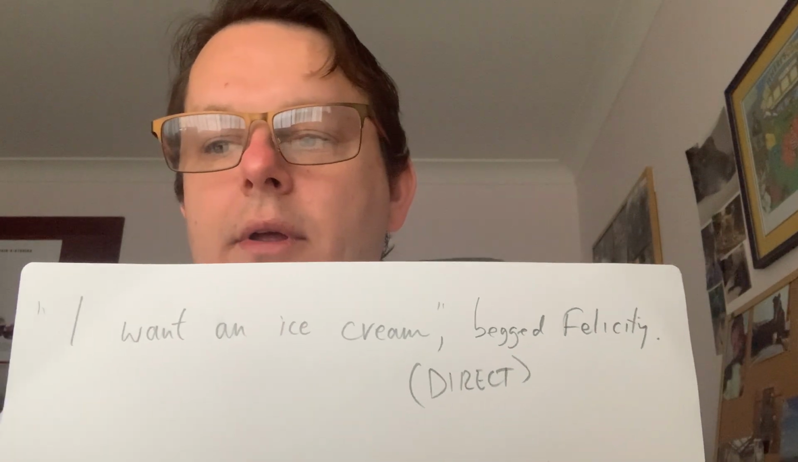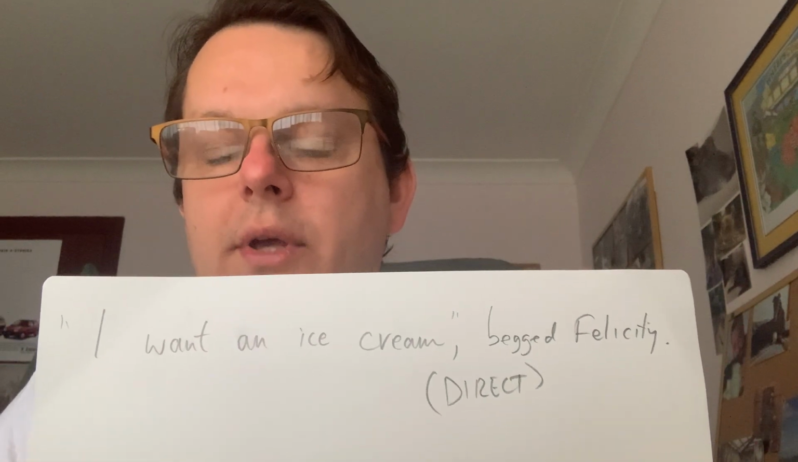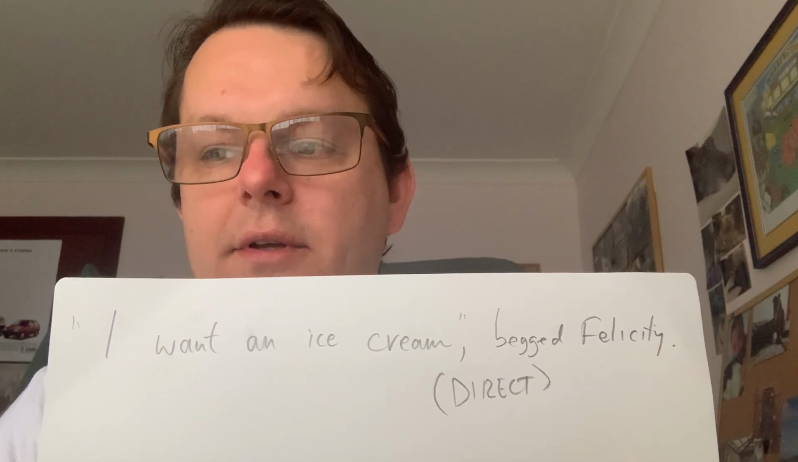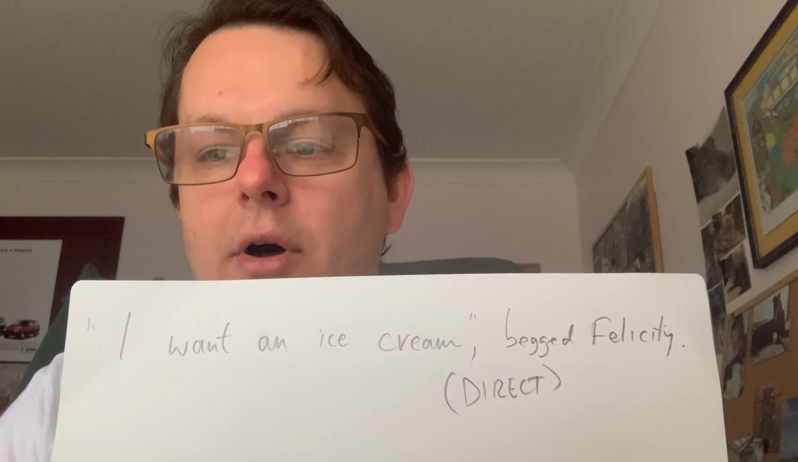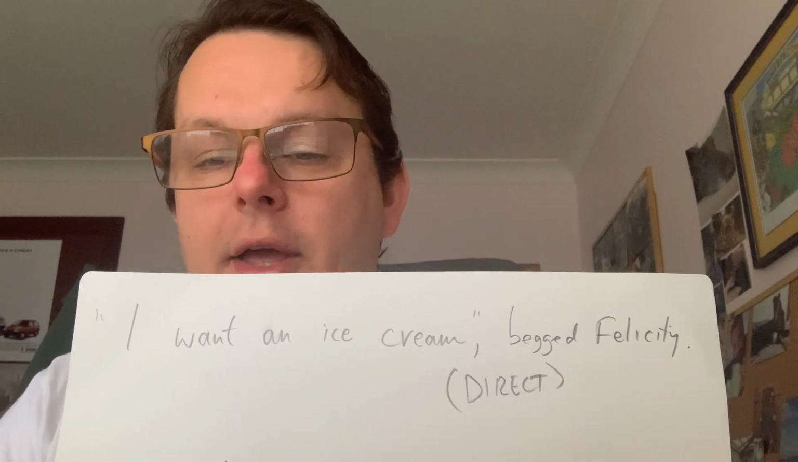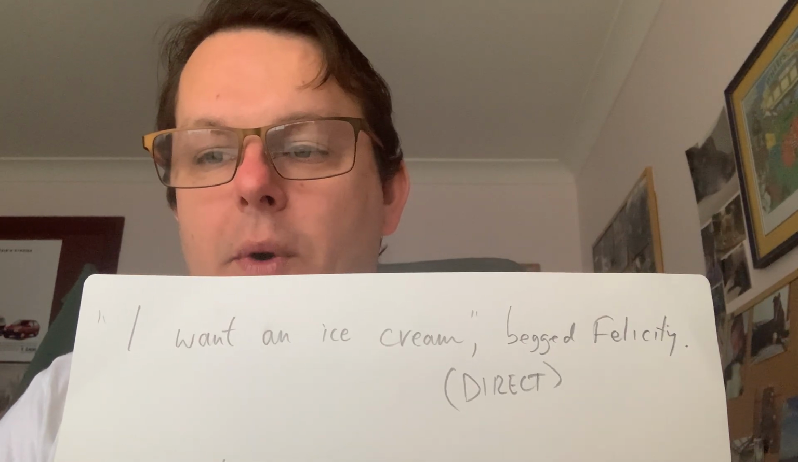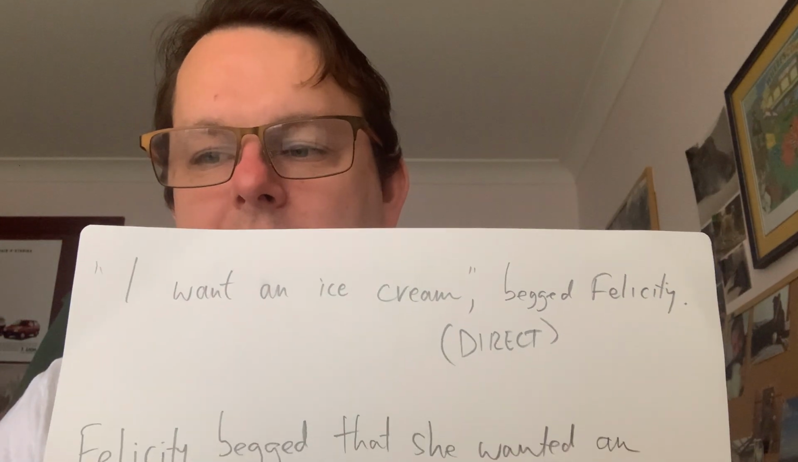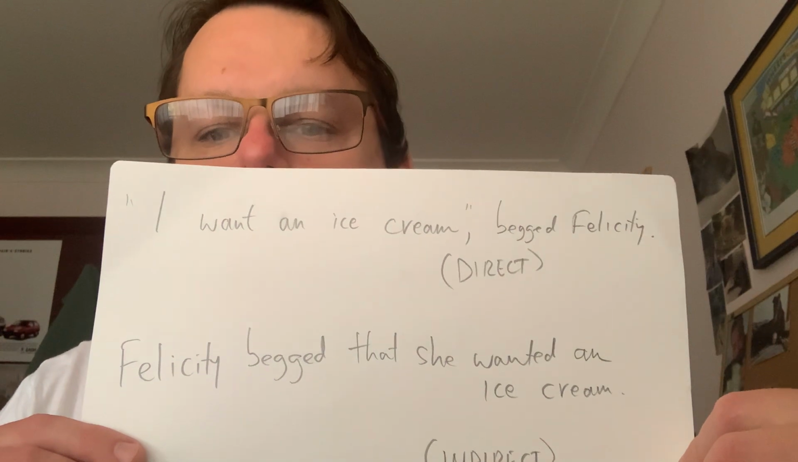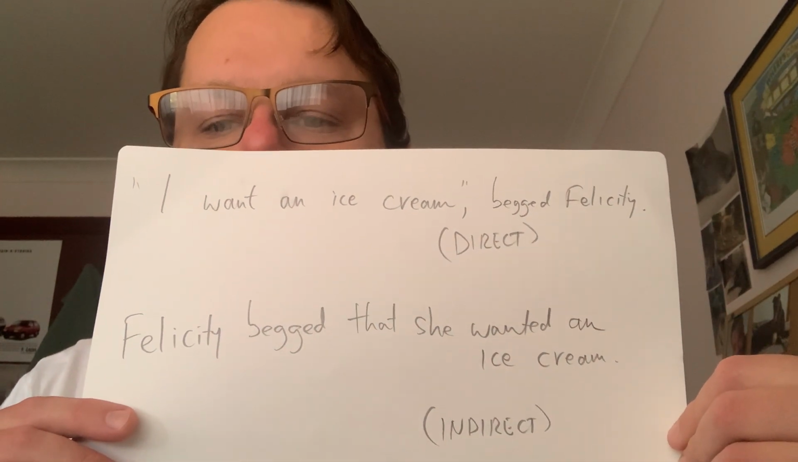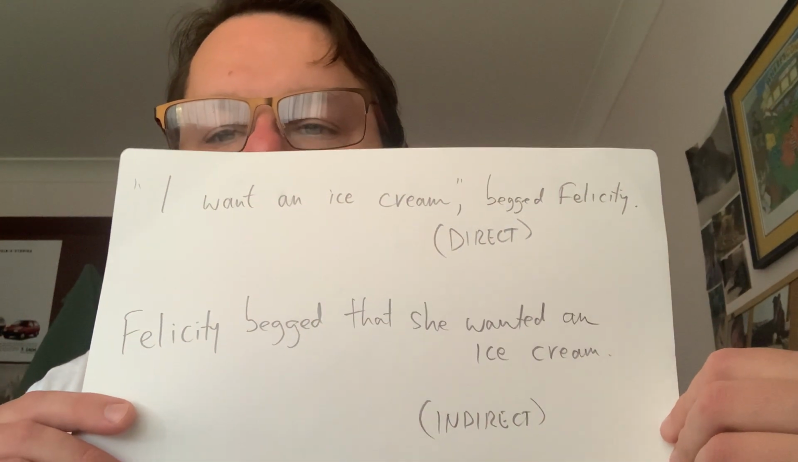Okay, let's do another example. "I want an ice cream," begged Felicity. See the speech marks around "I want an ice cream," and there's a comma there as well. Okay, can you pause the video now and have a go at turning that into indirect speech instead? I'll wait for you. Okay, did you do that one? Here's the answer. Felicity begged that she wanted an ice cream, and that's indirect speech because there's no speech marks.